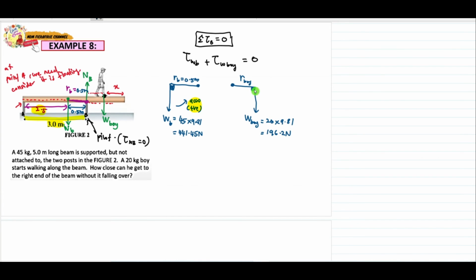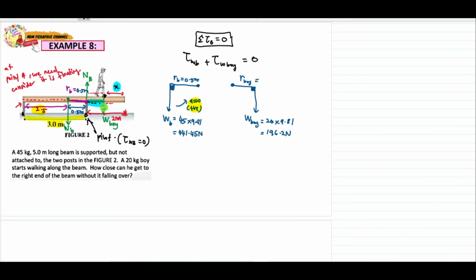90 degree. So R boy ni berapa pula? Kita tak tahu ni berapa. Kalau ini adalah X, tengok sini baik-baik. So kalau sini adalah X, means that from here, daripada B ke sini, sepatutnya kalau 3, panjang beam ni adalah 5, so sini sepatutnya 2 meter. Daripada B ke hujung beam ini 2 meter.